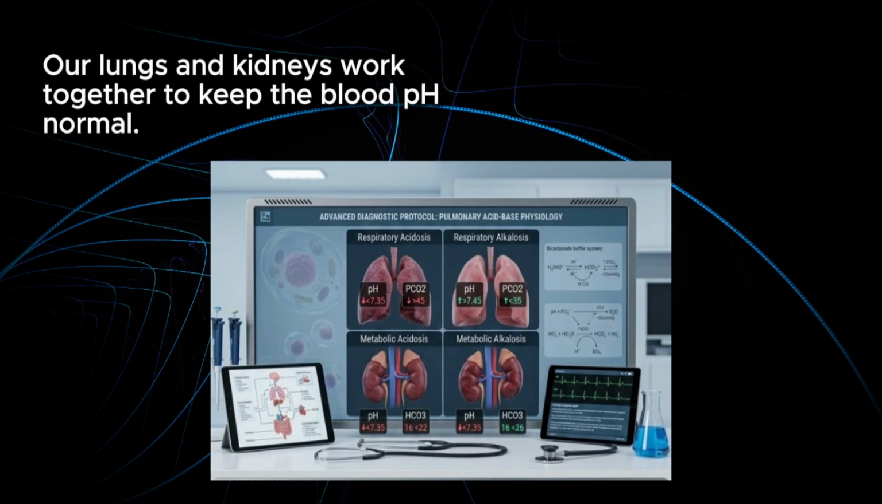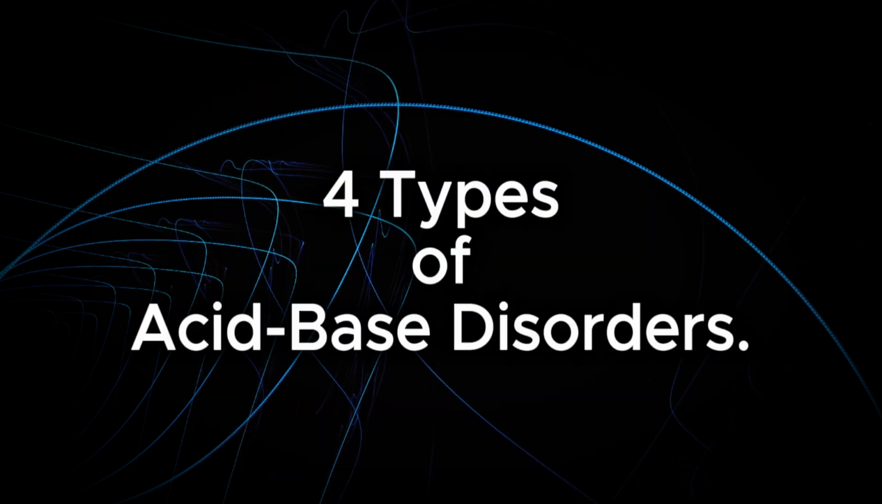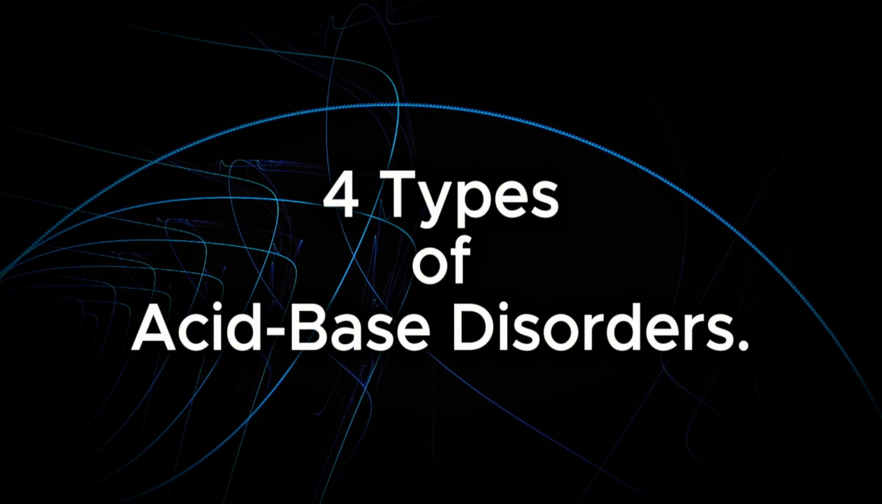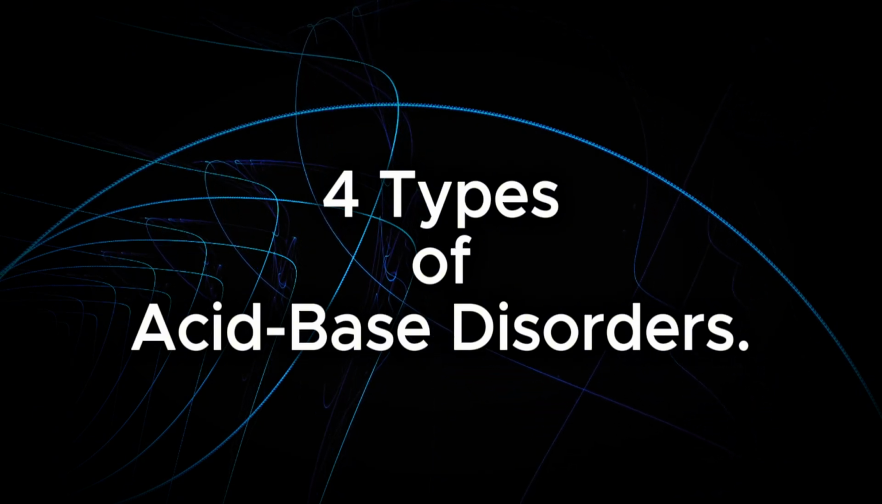Our lungs and kidneys work together to keep the blood pH normal. So, the lungs control carbon dioxide while the kidneys control bicarbonate. If the lungs or kidneys do not work properly, the blood pH changes. There are 4 types of acid-base disorders.